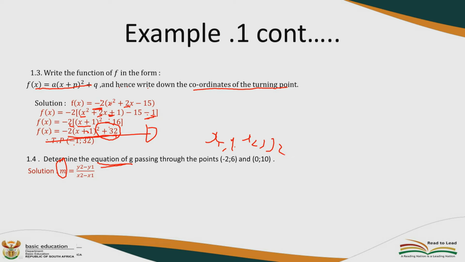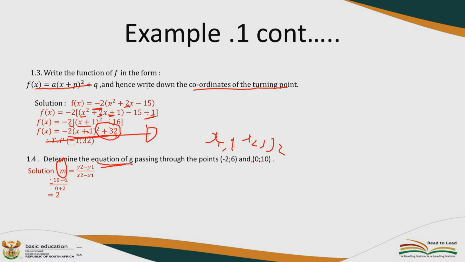Now, in this case, what is my y2? My y2 is positive 10. You substitute with your positive 10 there. Positive 10, y2, then y1 is positive 6. So it's 10 minus 6 divided by x2, which is 0, then x1 is negative 2. So 0 minus negative 2 is positive 2. When you simplify further here, you're going to get the gradient of positive 2. So our gradient is positive 2.